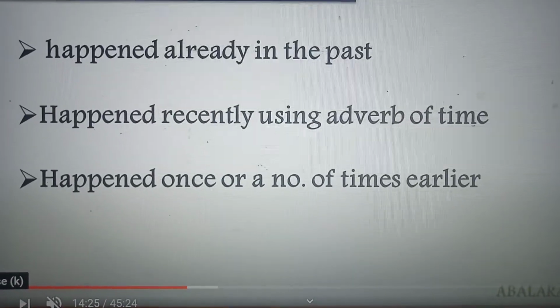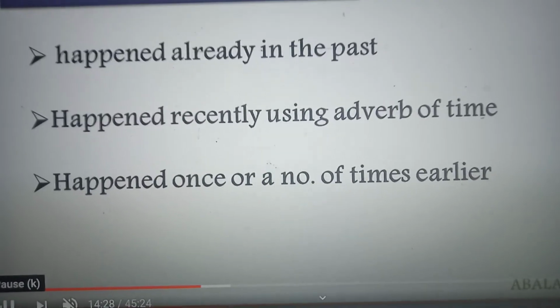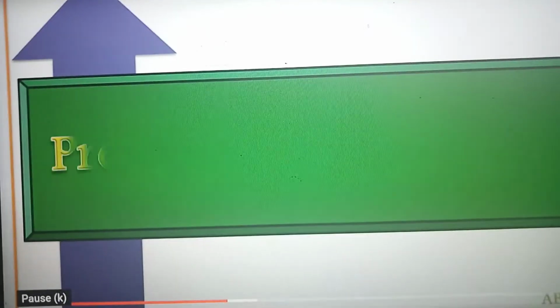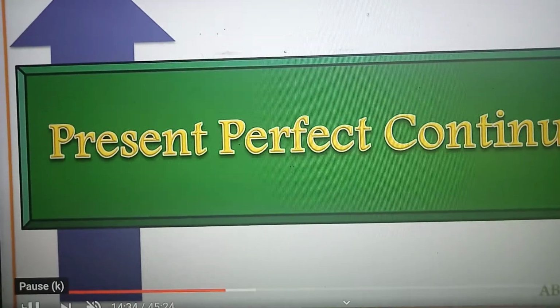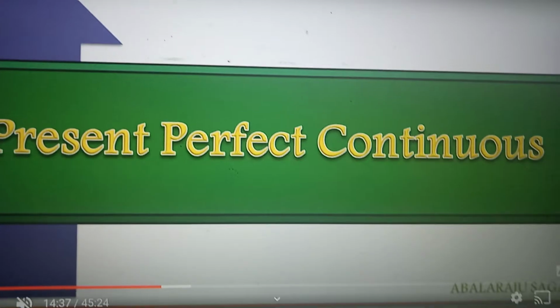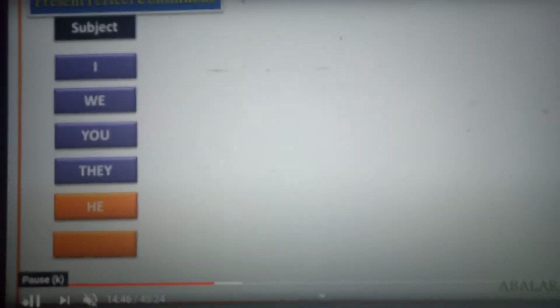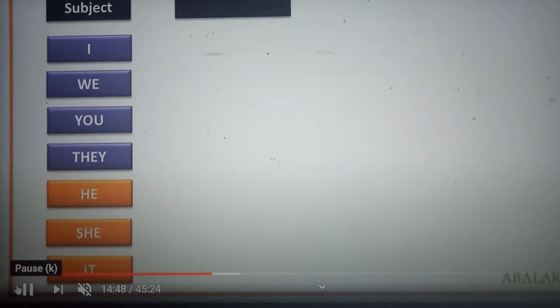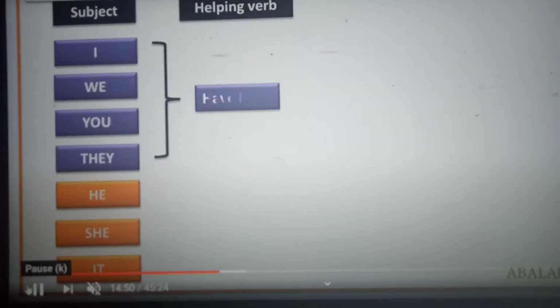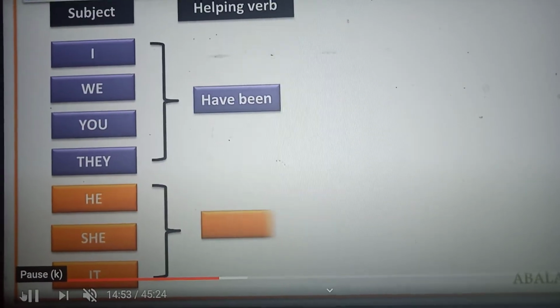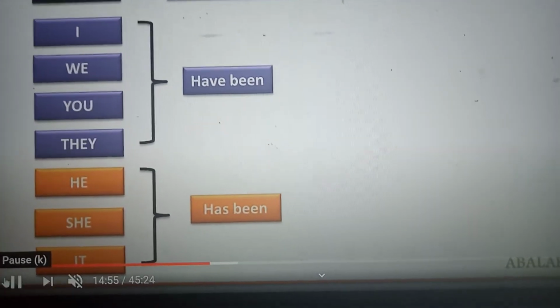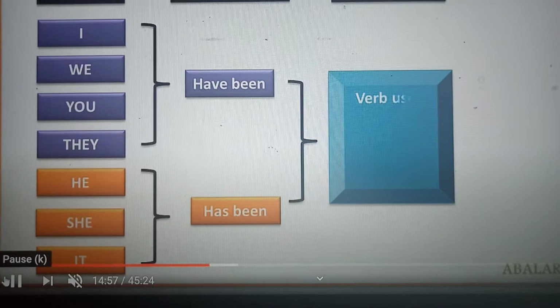It has happened already in the past, recently, using an adverb of time; it happened once or a number of times earlier. Present perfect continuous. Continuous is ing. Perfect means has, have. I have been, this is a word. She has been, it has been.